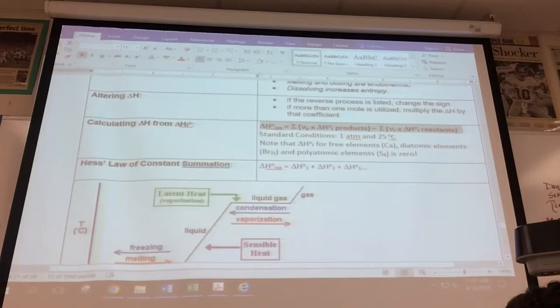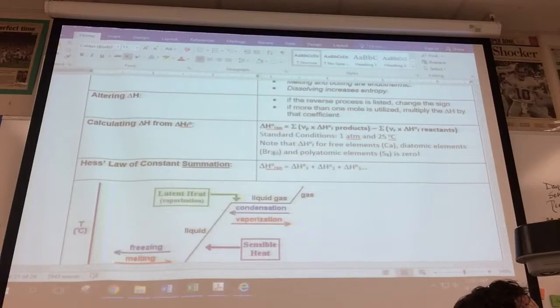Standard conditions, not STP, 1 atmosphere and 25 degrees Celsius. Any free element, diatomic element, polyatomic elements is 0. There should be a 2 right here. I'm not sure where it went, but bromine, of course, is diatomic.